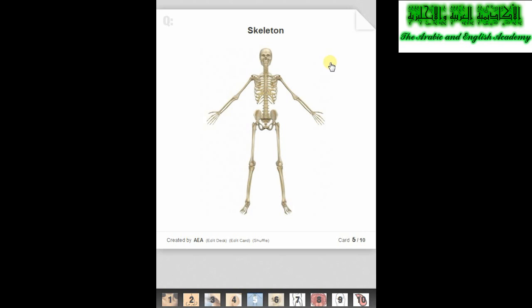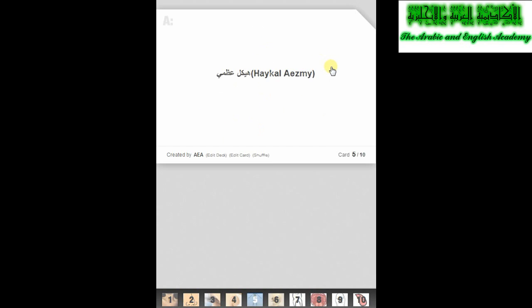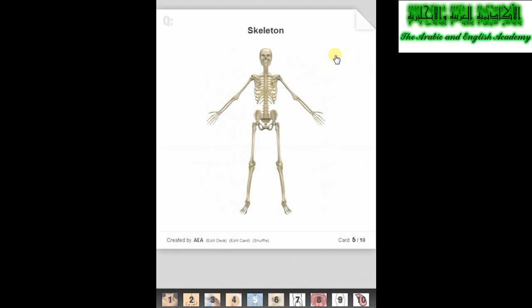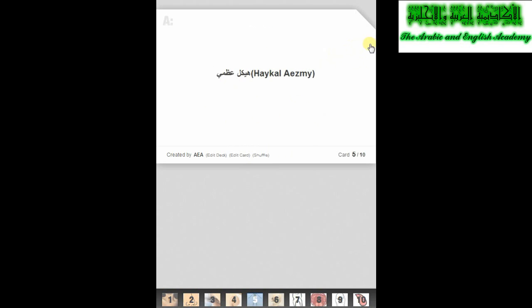The next word we have is skeleton, and skeleton in Arabic is haykal azmi. Haykal azmi. Haykal. azmi. Haykal azmi. Skeleton. Haykal azmi.